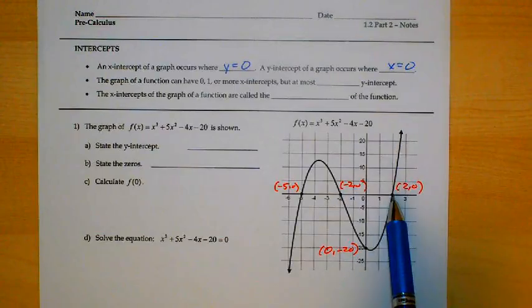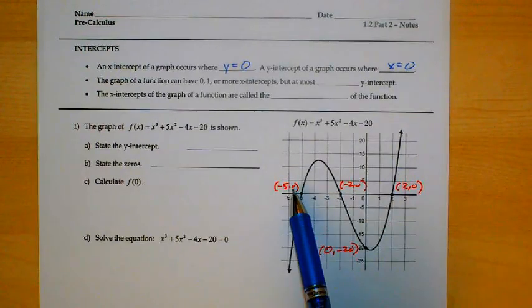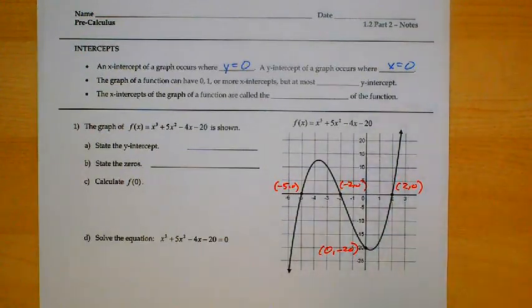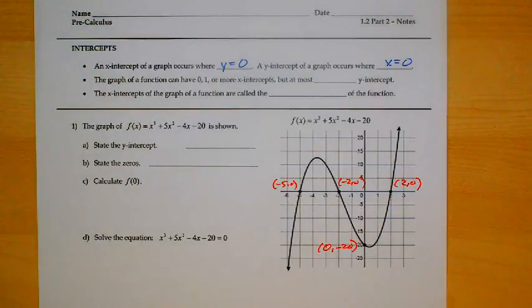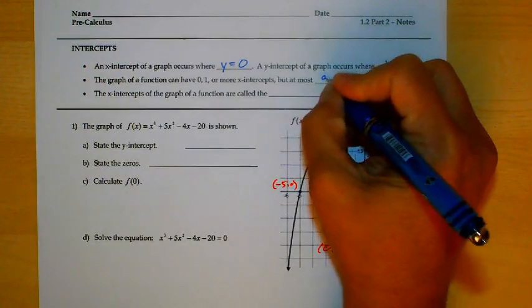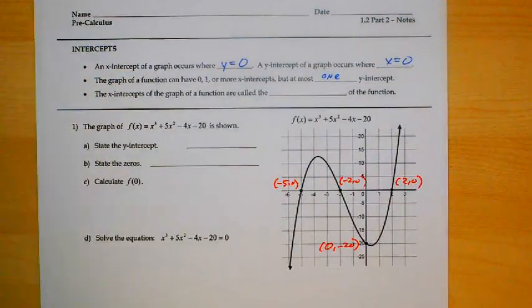We have three x-intercepts. You could label them, and you can see that the y value for each of those is 0. And we have one y-intercept down here. Clearly you can see that the x value of that is 0. A function graph can have 0, 1, or more x-intercepts, but at most just one y-intercept.